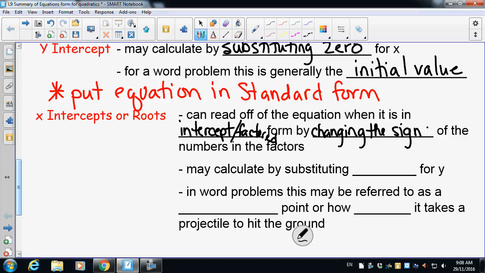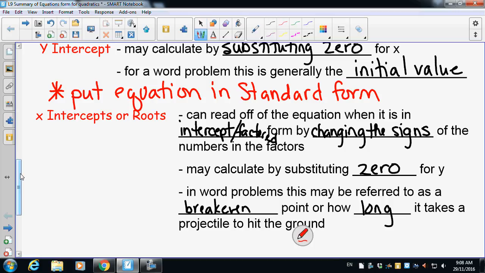Changing the signs. So when we know the factors, all we have to do is change the signs of the factors, and that will tell us our x-intercepts. Or we can calculate by substituting 0 for y, but it's much easier to know how to factor and use a pattern. In word problems, this can be referred to as a break-even point, or how long it takes to do something like hit the ground.